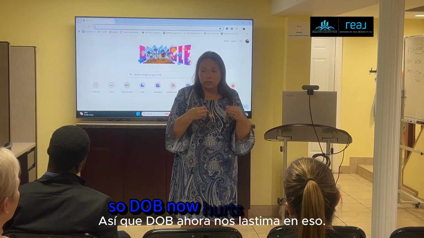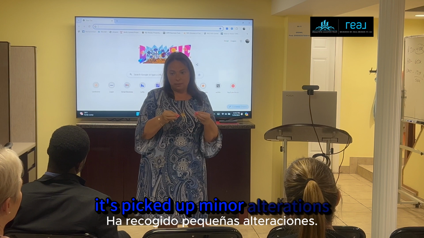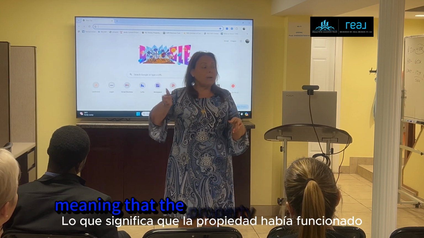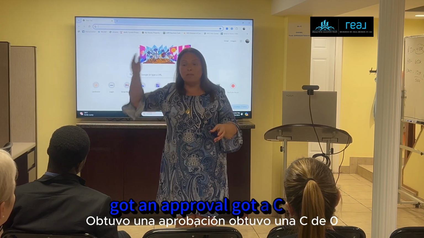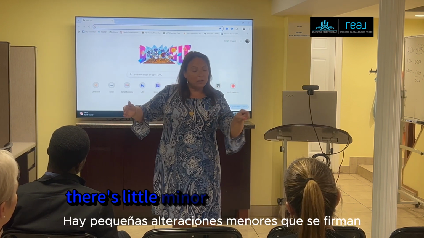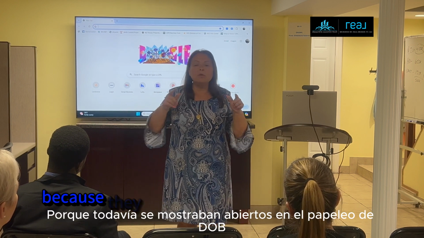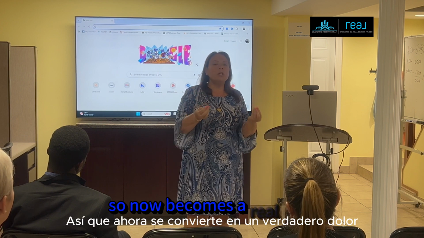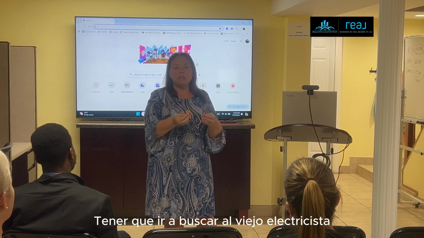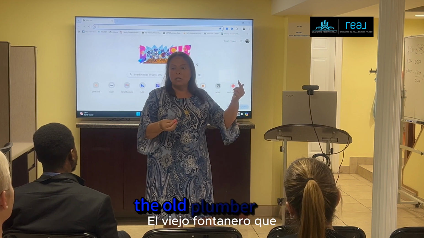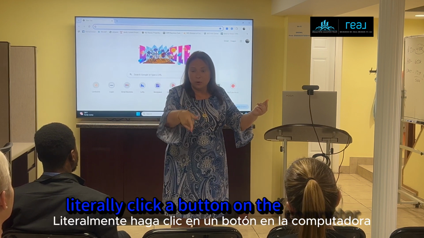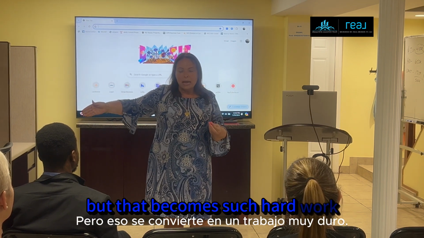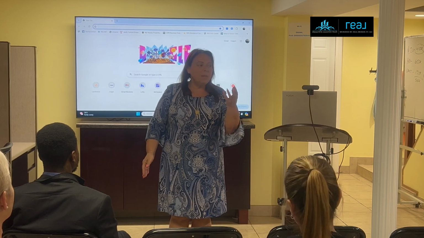So DOB now hurts us in that it's picked up minor alterations. Whenever we have a deal that's got an issue, it's a minor alteration, meaning that the property had work done, got an approval, got a C of O, but in the midst of all that, there's little minor alterations that get signed off. Because they were still showing open on DOB paperwork, DOB now brings them all up. So now it becomes a real pain because we're finding ourselves having to go and find the old electrician, the old plumber, that all they have to do is literally click a button on the computer to close off that alteration because the C of O is already there.